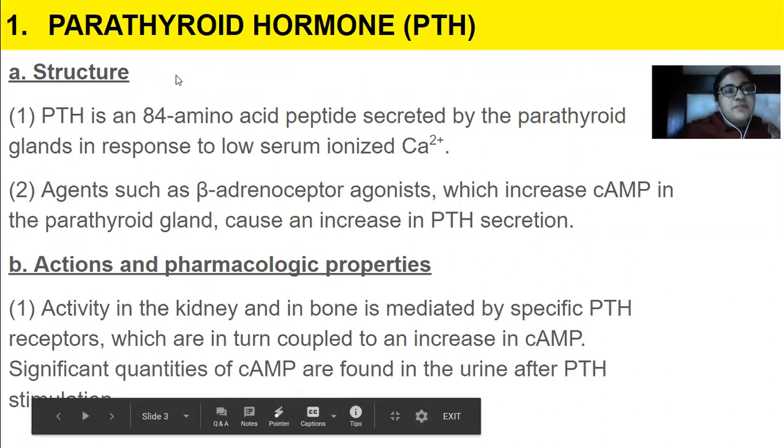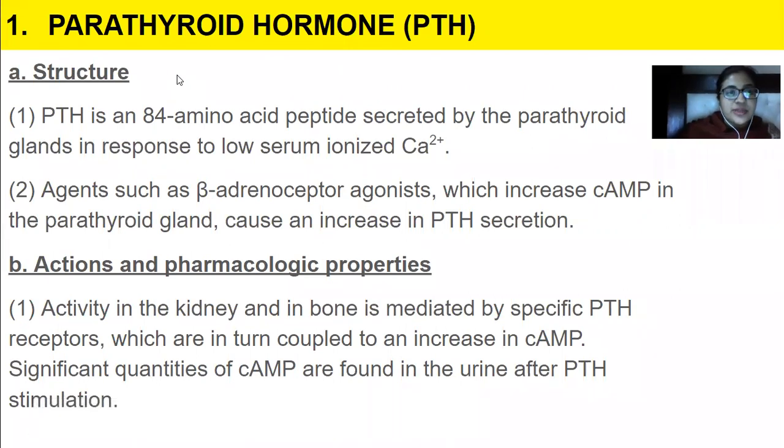So, parathyroid hormone. When we talk about the structure, it's an 84 amino acid peptide secreted by the parathyroid gland in response to low serum ionized calcium.